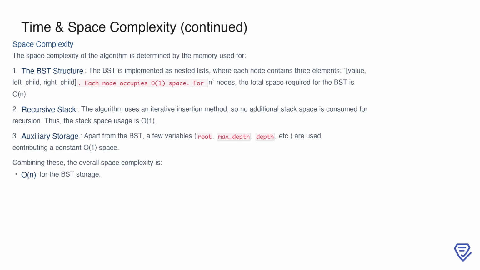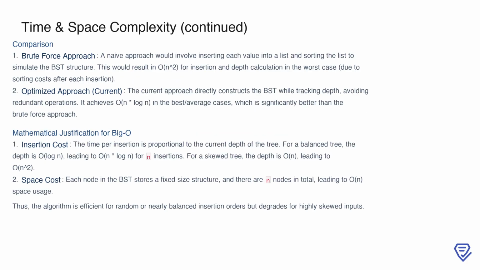Adding these together, the overall space complexity of the algorithm is dominated by the BST storage, resulting in O(n). When comparing this approach to a brute force method, the differences become clear. A naive strategy might involve inserting each value into a list and then sorting the list to simulate the structure of a binary search tree. This would be highly inefficient, as sorting after each insertion leads to a time complexity of O(n^2), for both insertion and depth calculation in the worst case. In contrast, the current optimized approach avoids such redundant operations by directly constructing the BST while tracking the depth. This reduces the time complexity to O(n * log n) in the best and average cases, which is a significant improvement.